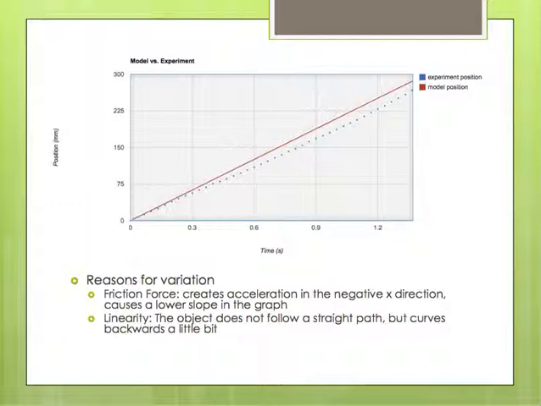Another thing that causes a slight problem is, as you can see in the middle, there's a slight bend to the curve. This is caused by a fault in the linearity. If you looked at the video carefully, you'll see that the object does not follow an exactly straight path, but actually curves backwards a little bit. And when this is tracked with Tracker, it creates a slight slowdown, which could be responsible for this problem in the curve. But besides that, I think it is relatively accurate and is a good model.